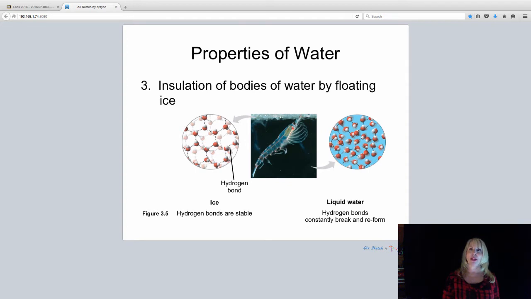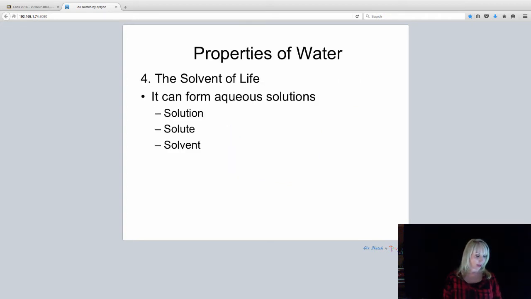Water is one of the few things that when it gets cold, it expands. Most things when they get hot expand and contract when they get cold, but water does just the opposite. Number 4, water is the solvent of life. Most things will dissolve in water.